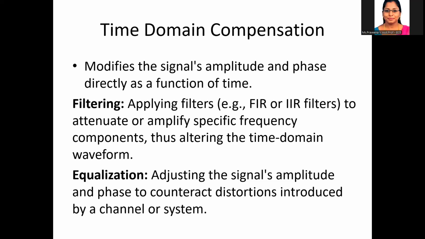Then equalization. Equalization adjusts the signal amplitude and phase to compensate for the distortion introduced by the system. The purpose is to restore the original signal shape, reduce signal distortion, improve data transmission quality, and minimize ISI. ISI is intersymbol interference. It is used in wireless communications, optical communications, audio systems, etc.